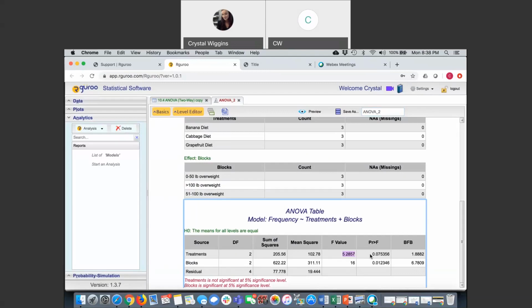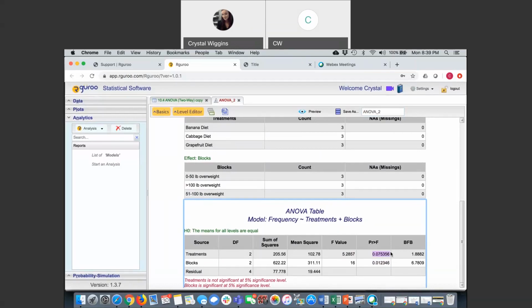But here's the p-value. Now notice we have two p-values. We have a p-value for treatments and we have a p-value for residuals, or blocks rather. And the blocks p-value is significant. So they're saying that the difference between the weight loss for the person who's over 100 pounds overweight, 51 to 100 pounds overweight, and 0 to 50 pounds overweight is significant. There's a significant difference between those. But that's not what we were testing. We were testing whether the treatment, the diets, were significantly different.